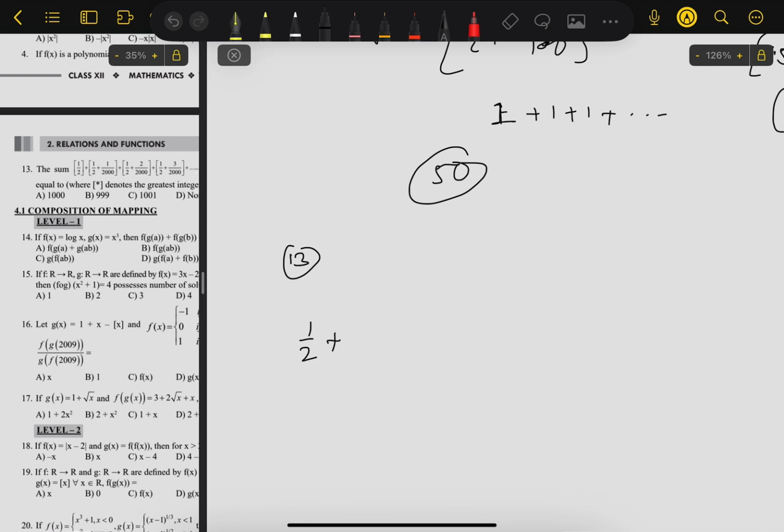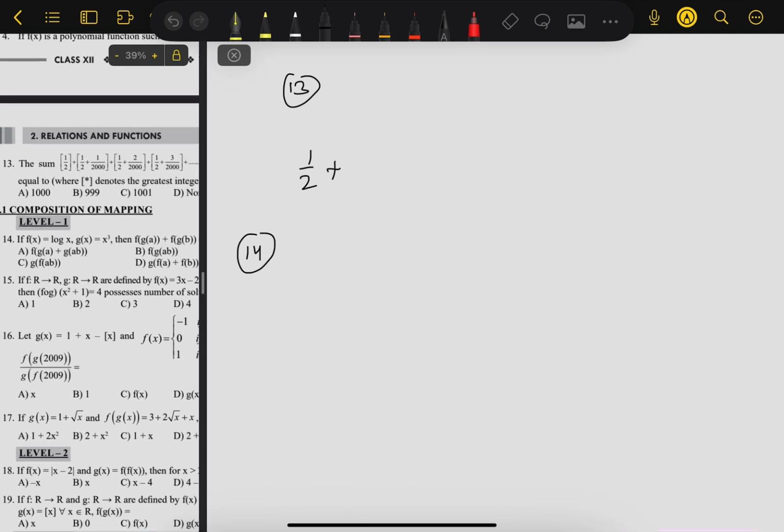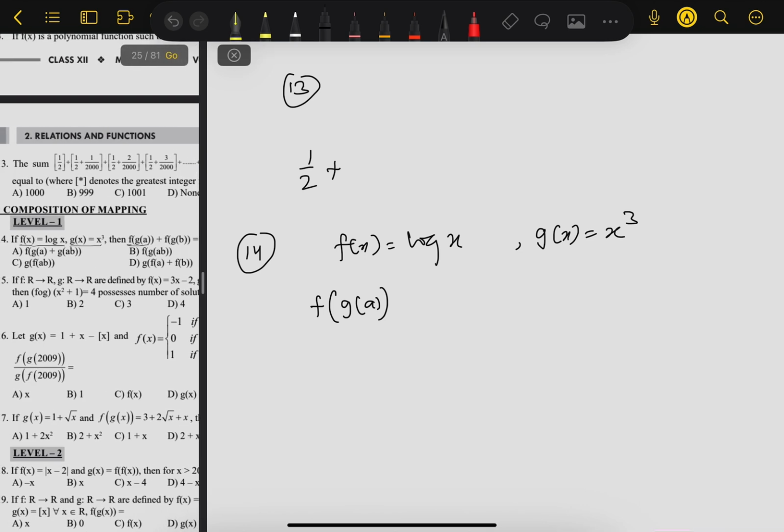Right. Now next one, question number 14. Question 14 is also easy. Here the question is f of x is log x and g of x is x cube. Then we need to find the sum of f of g of a. We need to find the value of f of g of a plus f of g of b, right?